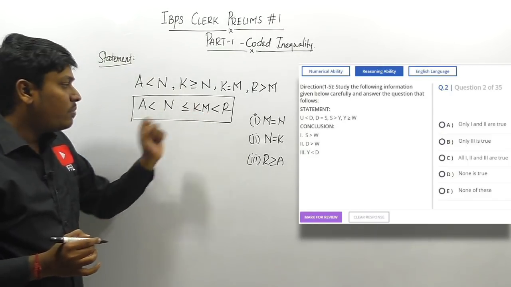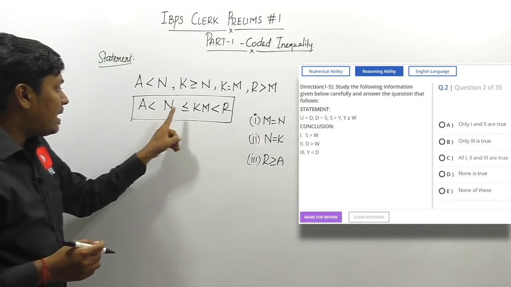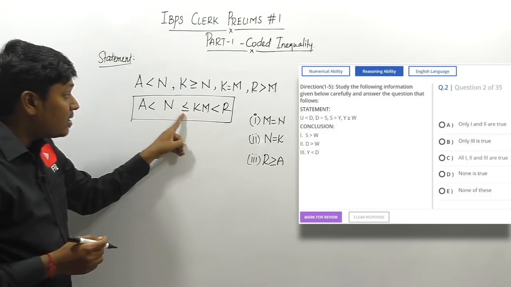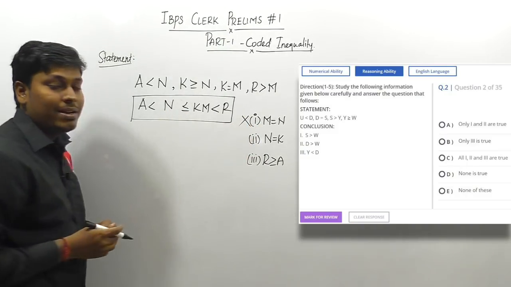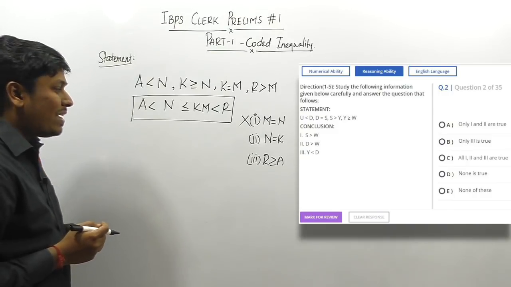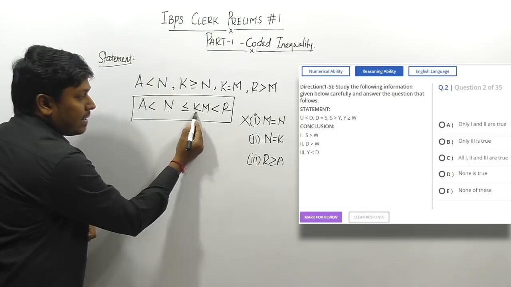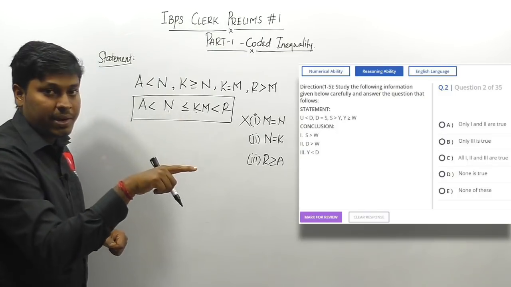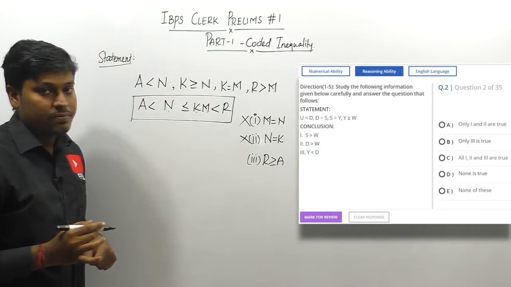So let me move on to conclusion number 1, M equal to N. While comparing M and N, we got M greater than or equal to N, but the conclusion says only equal to. So conclusion number 1 is wrong. Conclusion number 2, N equal to K. So friends, listen carefully, while comparing N and K, the resultant will be N less than or equal to K, but the conclusion says only equal to K. So again conclusion number 2 is false.